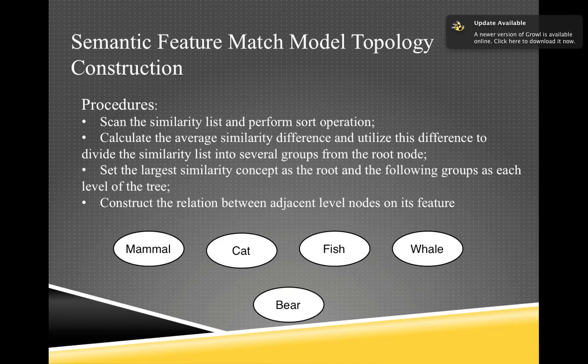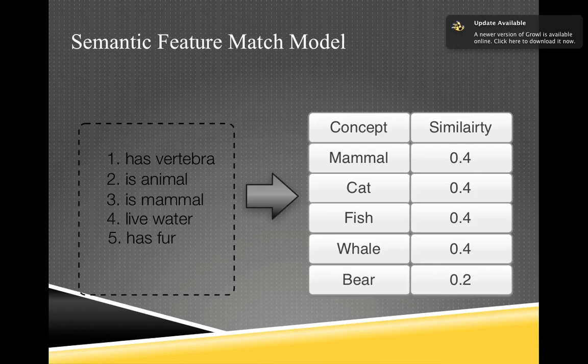Based on that number, you can divide the whole similarity list into several groups. Here, you can see that you can divide the whole list into 2 groups. Mammal, cat, fish, and whale are the first group. Bear is the second group.